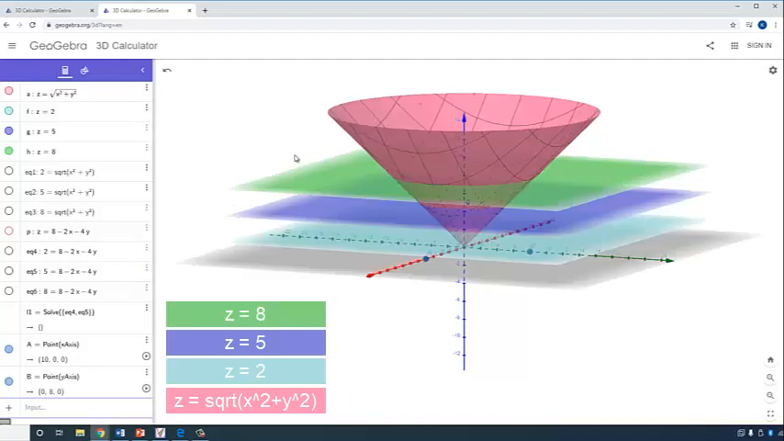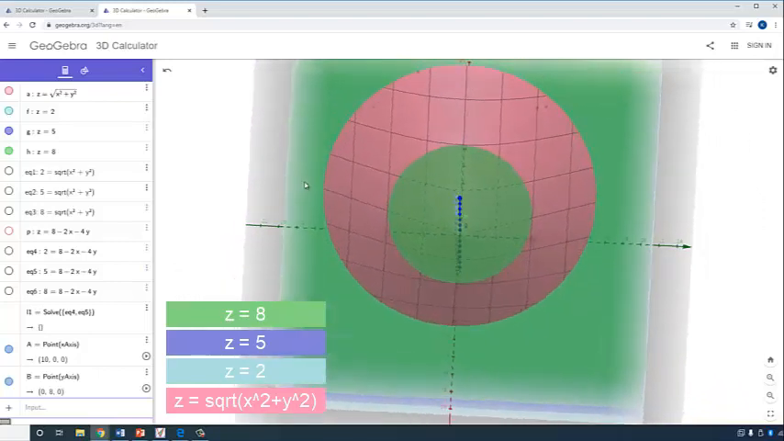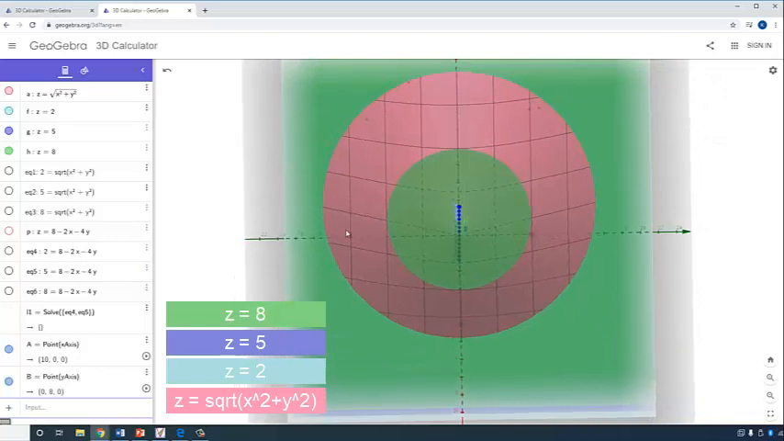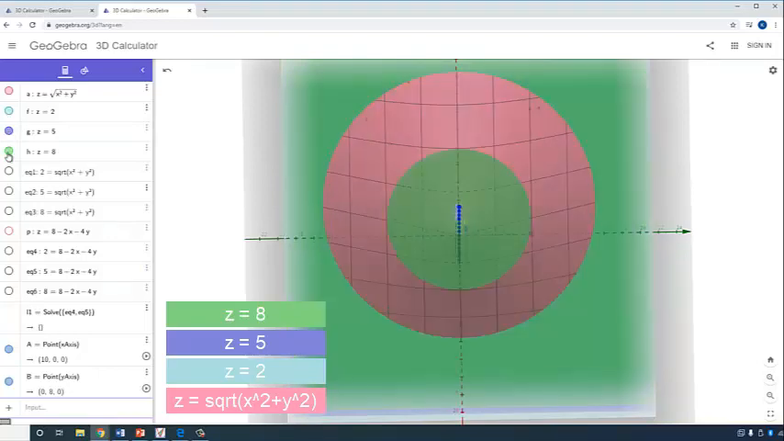Our level curves are just the shapes that we're getting as these planes intersect our cone. If we rotate around, we get a better picture and see that the intersection between the horizontal plane and our cone is forming a circle. And the greater the height of the plane, the bigger the circle, right? So here is z equals 8, here was the intersection with z equals 5, and the intersection with z equals 2. So the greater the height of the plane, the bigger that circle of intersection is going to be.